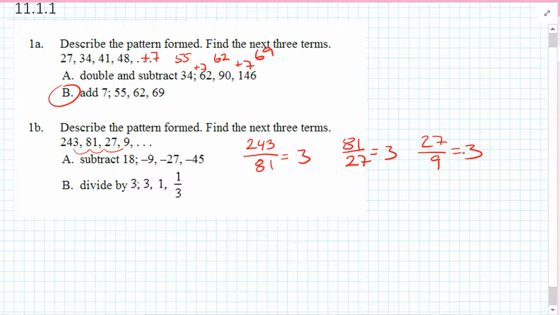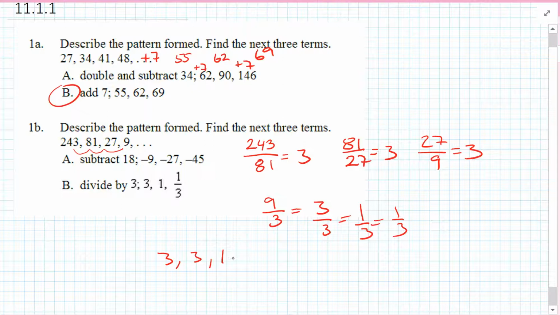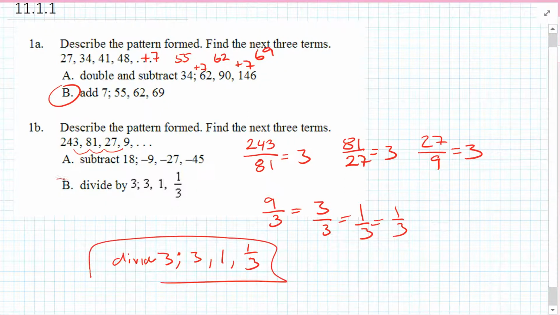Okay, so what would the next three terms be? Well, 9, we know it's going to be 3. 9 divided by 3 is 3. 3 divided by 3 is 1. And 1 divided by 3 is 1/3. So we're dividing by 3. And the next three terms would be 3, 1, and 1/3. So the answer would be B.